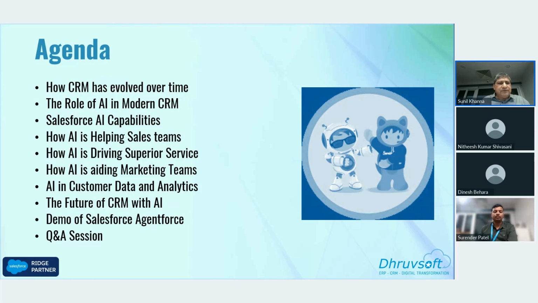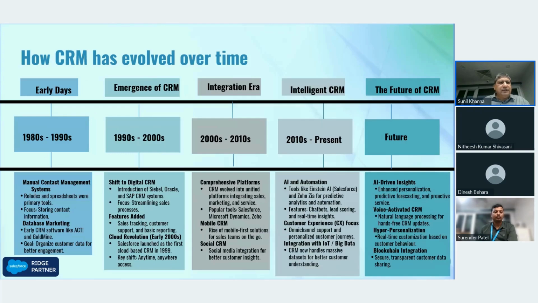So let's start by understanding how CRM technology has evolved over a period of time. If you look at the early days, the 1980s or 90s, we had manual contact management systems. We had your Rolodex or spreadsheets, which were the primary tools helping you. The focus at that time was on storing contact information, so you had very basic contact-related information that was captured.